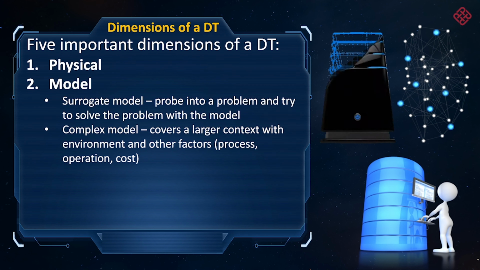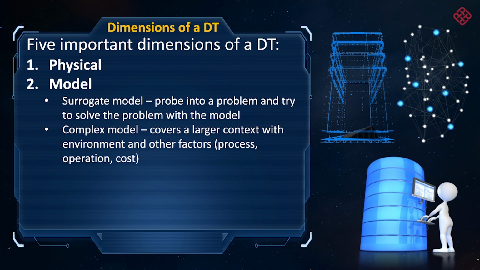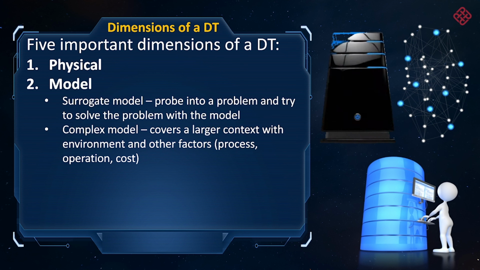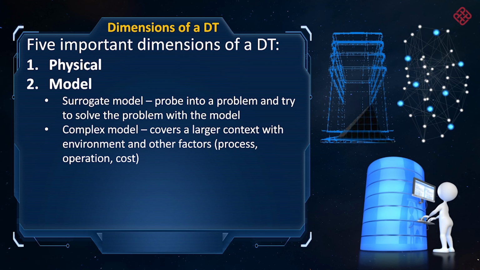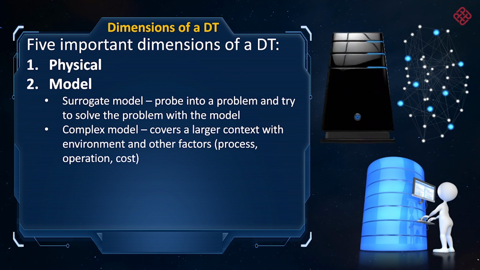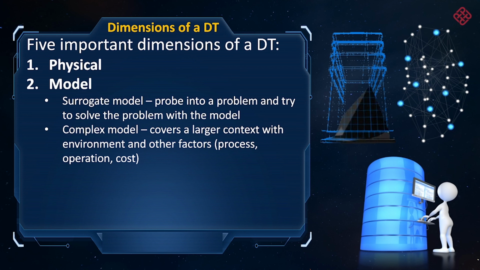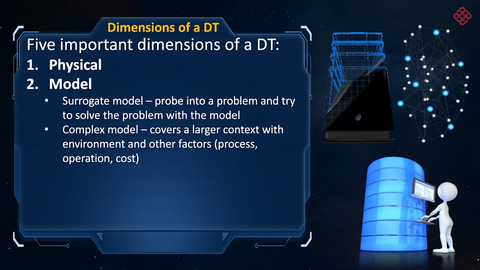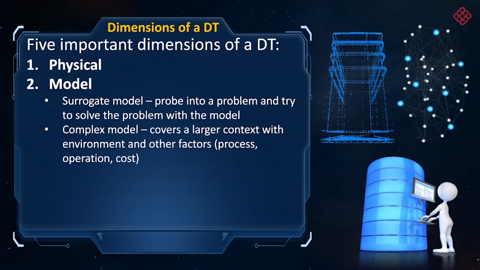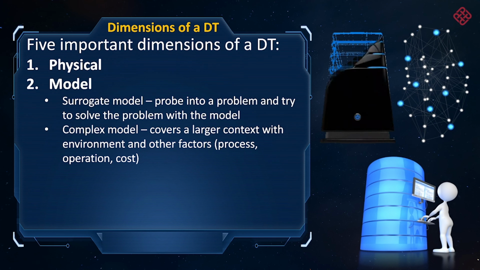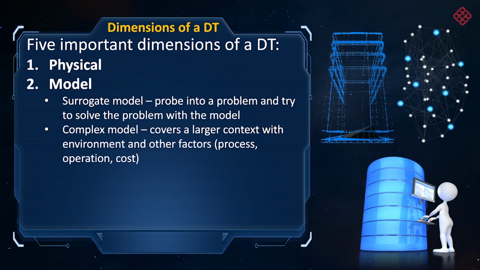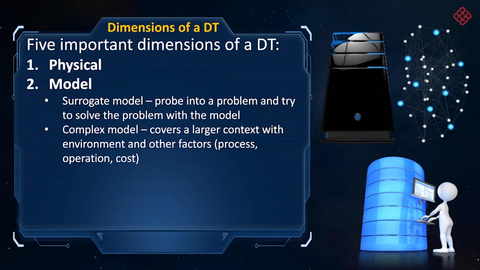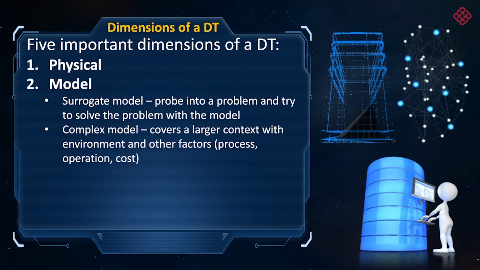Second, there's a model that we need to encode into the software, and that's the virtual part of the digital twin software. And that model can be 2 types. First one is a very specific model that is designed to study a particular phenomenon or to solve a particular problem. We call that a surrogate model. The second one is a more comprehensive model which simulates or incorporates the use of data in a much wider sense. You know, the environment, the processes, and the operations, the costs involved, and etc. Okay, and that we call it a complex model.